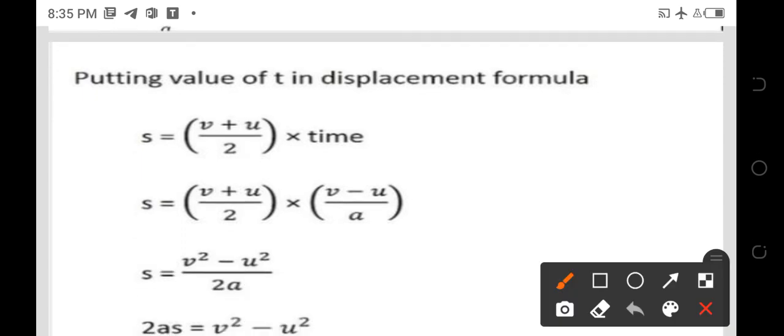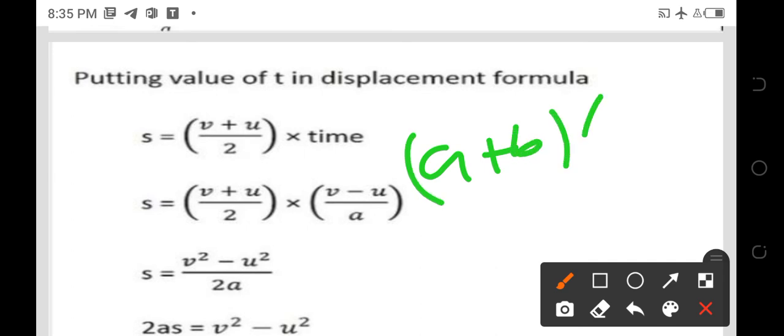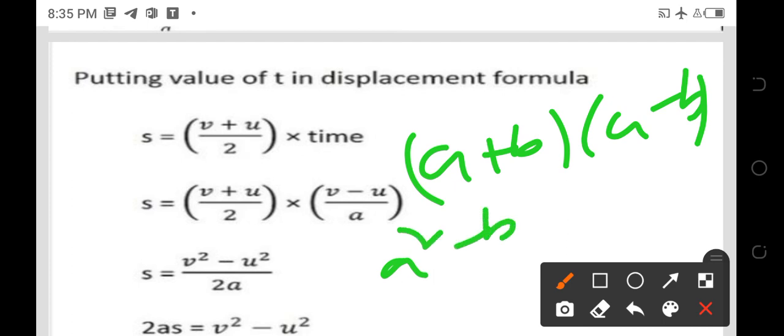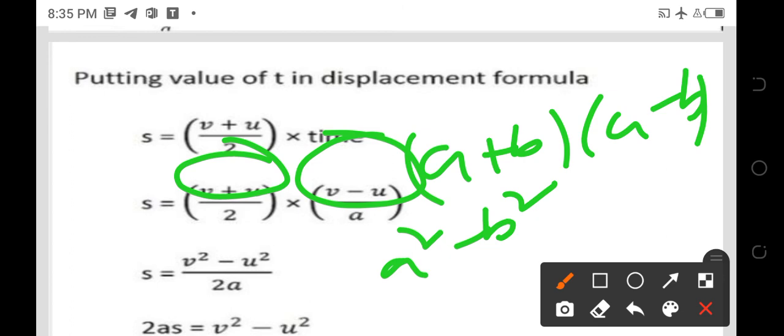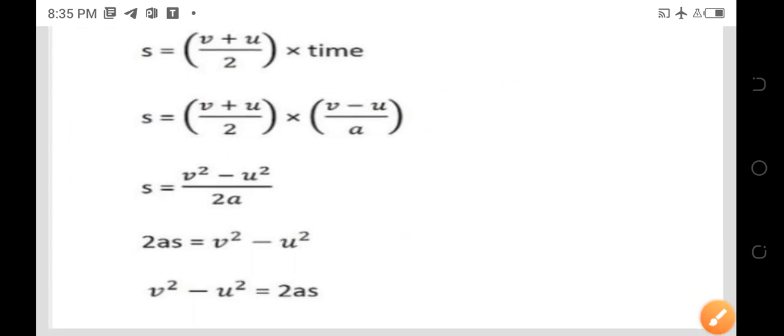Now replace here, s equal to v plus u by 2 into v minus u by a, where it looks like a plus b into a minus b formula, which is a square minus b square. So s equals v square minus u square by 2a, which is v square minus u square equal to 2as. Thank you.